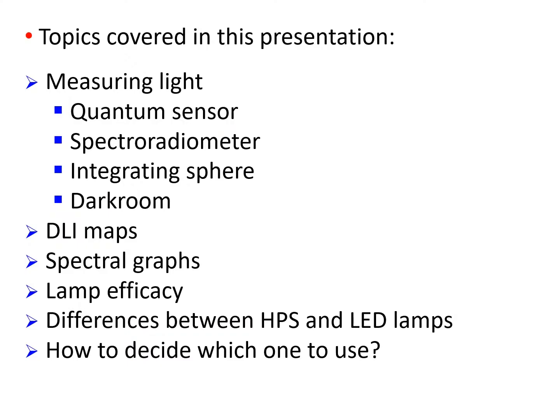Before we can compare different light sources, we need to review how light is measured. Different instruments are used to assess the performance of a light source, and the results can be used to make light maps, spectral graphs, or efficacy tables. Using these tools, we will review the main differences between HPS and LED lamps and conclude with some comments about which lamp type is better.